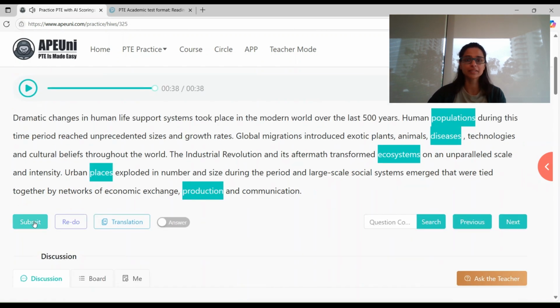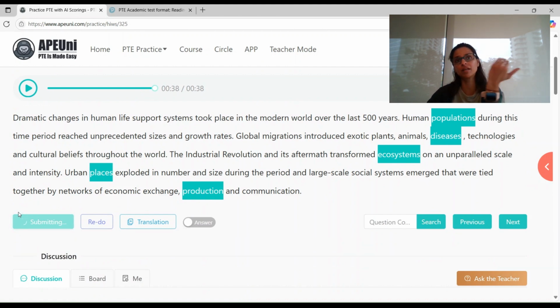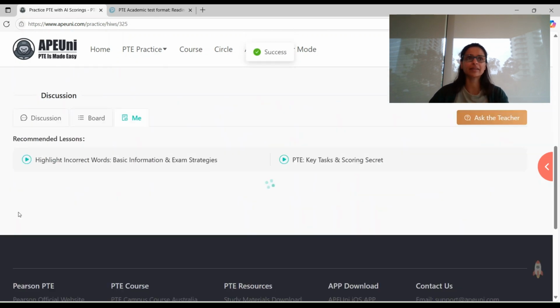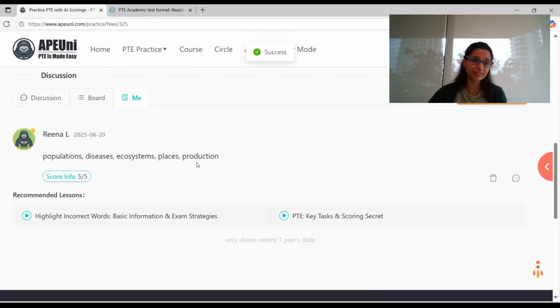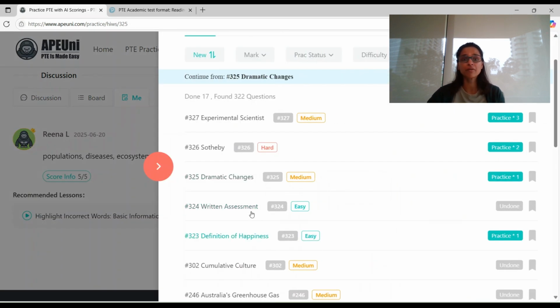Righto. Submit. So I've got 5 highlighted ones. Did you notice that my cursor was moving along at the same speed as the speech was going? Okay, it's all at the same speed. There's usually about 5. If you've highlighted more than 7, you're definitely highlighting too many. Okay, so as you can see, score 5 out of 5. I'll do another one for you.